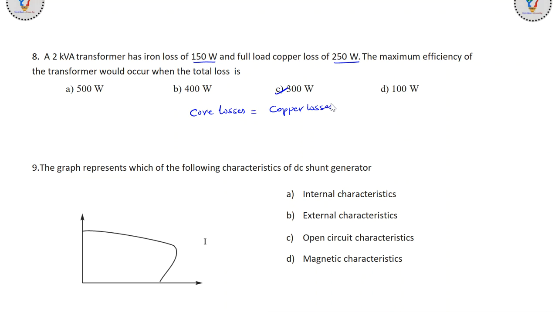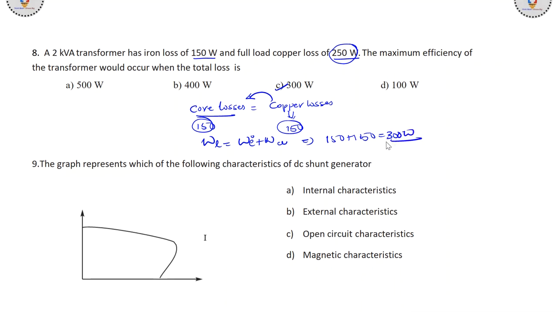Okay, when we were discussing the very important formulas of electrical machines in transformers, I said this point here. So copper losses are made equal to core losses. Generally core losses are how much? 150. Now copper losses, whatever it may be, this value 250 or something, we will make it equivalent to 150. Now 150, 150. What about total losses? So total loss W is equal to eddy current losses plus iron losses plus copper losses. At that time, it is equal to 150 plus 150. Answer is 300 watts. Okay, next one.